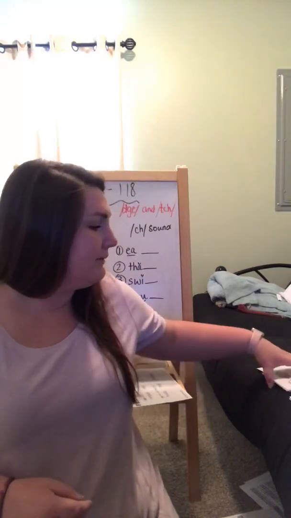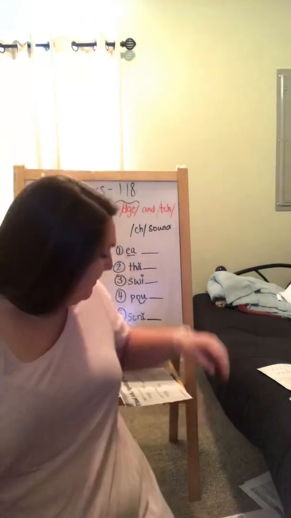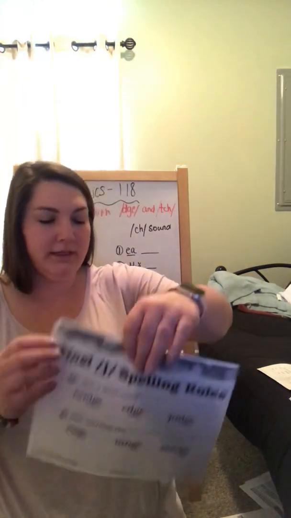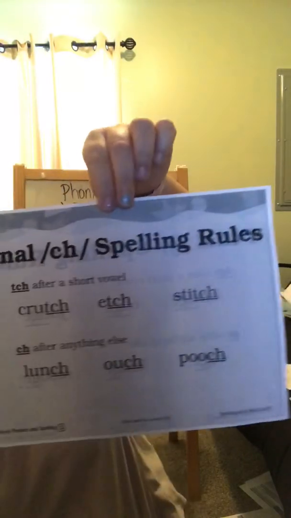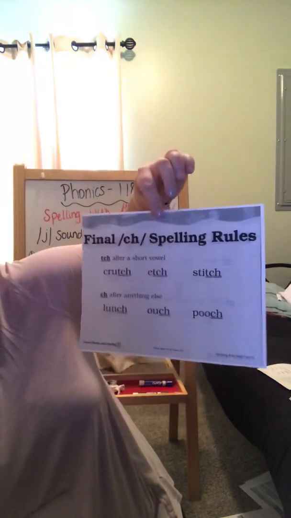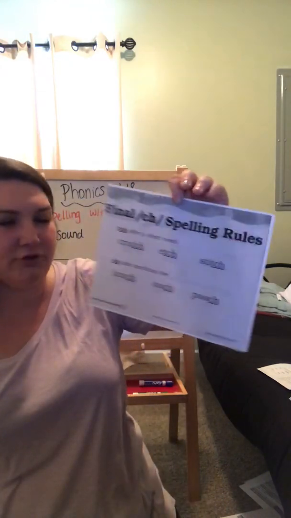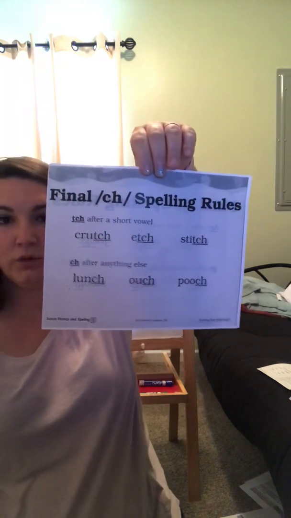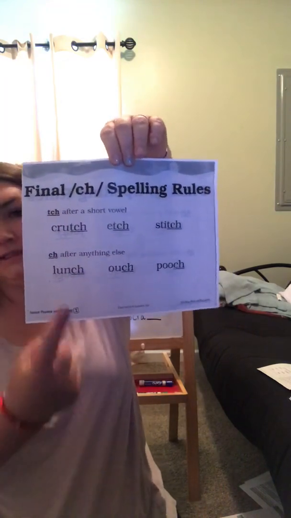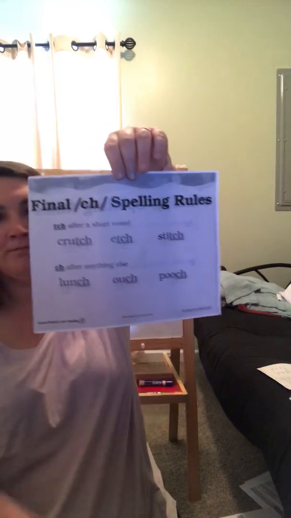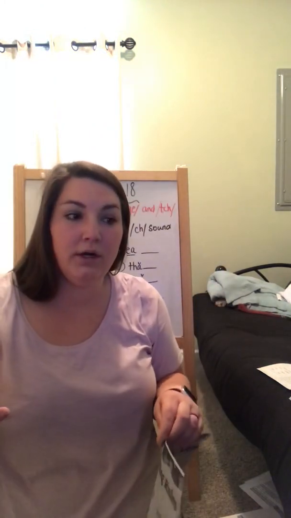All right. So yesterday we learned about the new trigraph DGE, and we also brought back the trigraph TCH, and then we talked about the rule of when to use those and when not to use those. So let's review the TCH sounds first. You should have the paper that says the final ch spelling rules. And it says TCH after a short vowel. So when I hear a short vowel, I will put TCH. And then CH after anything else. So if there's any other letter or something that's not a short vowel, we'll use the CH.